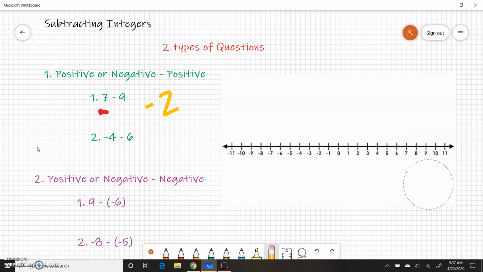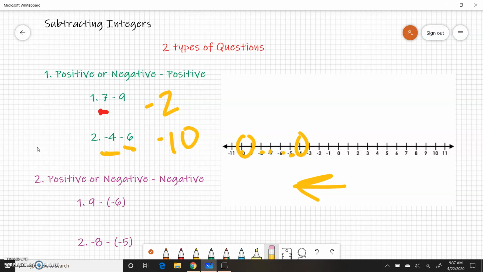Let's look at example number 2 in the green. So this is an example where I'm taking a negative number minus a positive number. So I'm at negative 4, but I'm subtracting, so I'm still going left. I'm going left 6 spaces. 1, 2, 3, 4, 5, 6. So that gave me negative 10. So negative 4 minus 6 is negative 10.